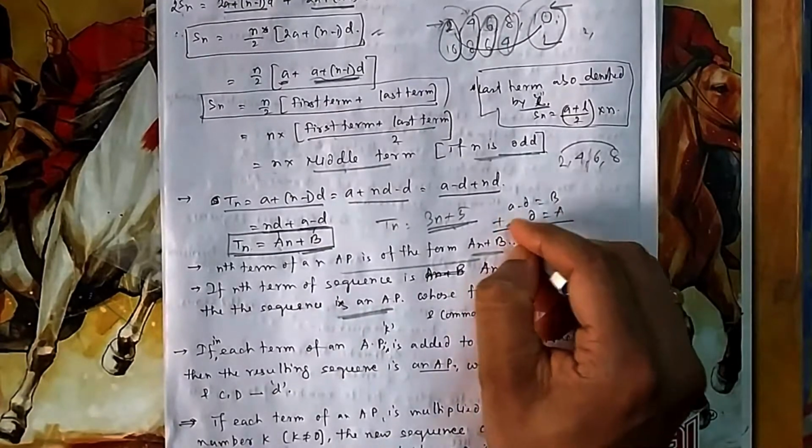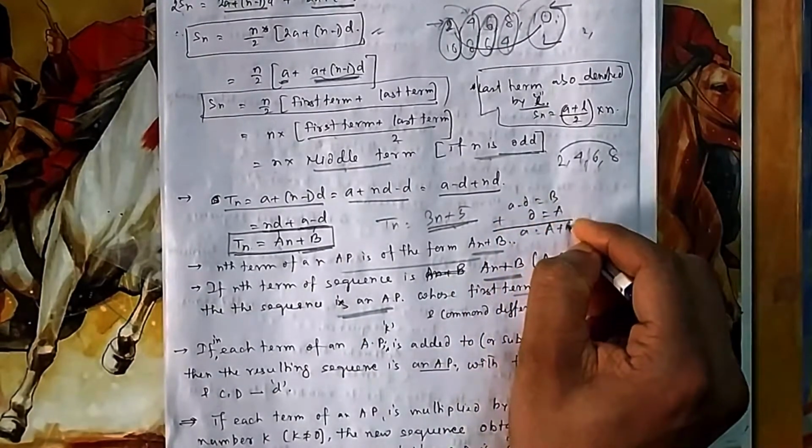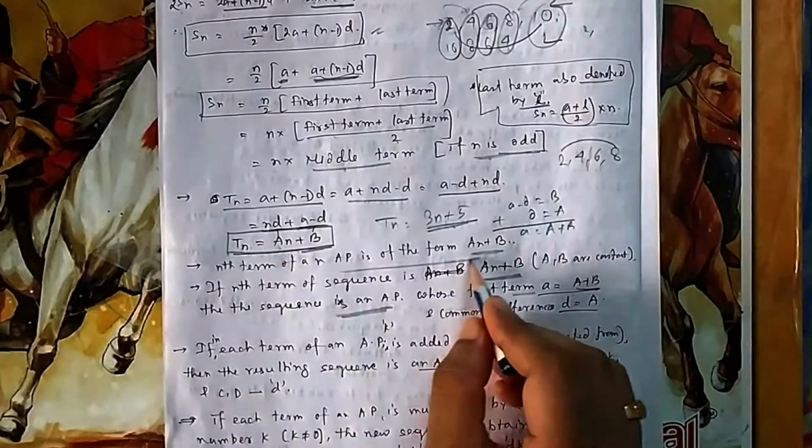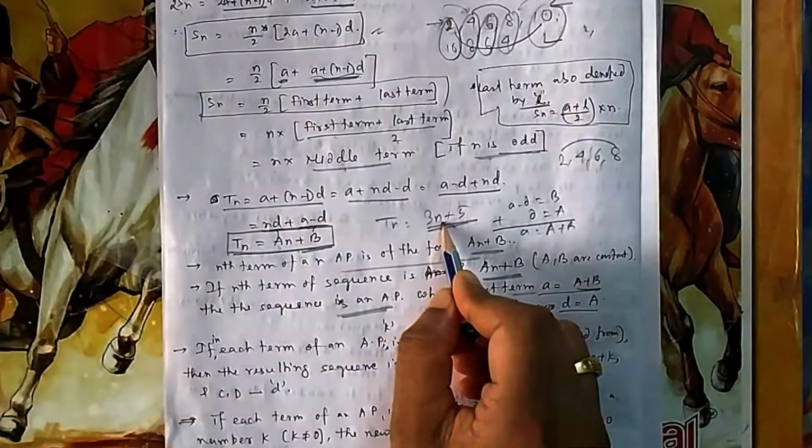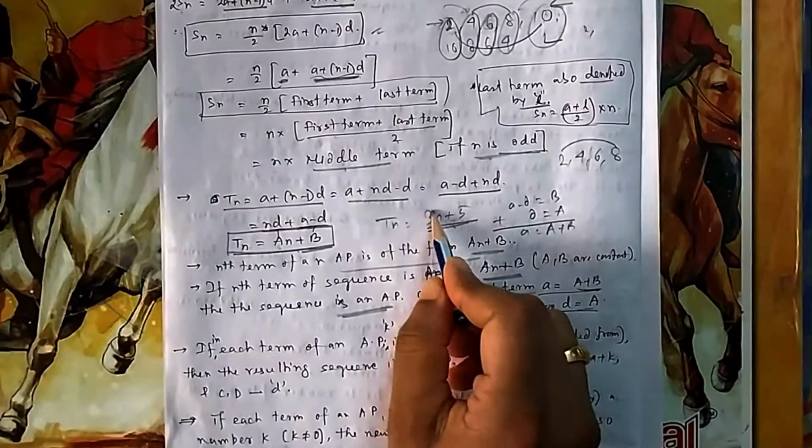So what will be the first term? If you add, A will be equal to A plus B. But the first term is A plus B, this plus this. That means your first term will be 3 plus 5, 8, if I take this example, and the common difference will be 3.